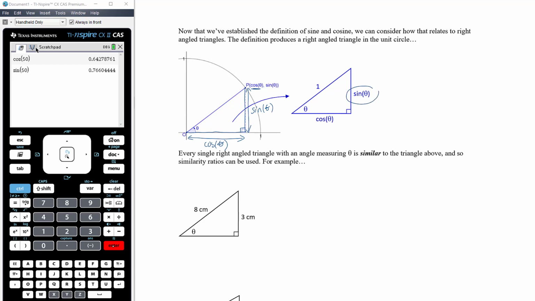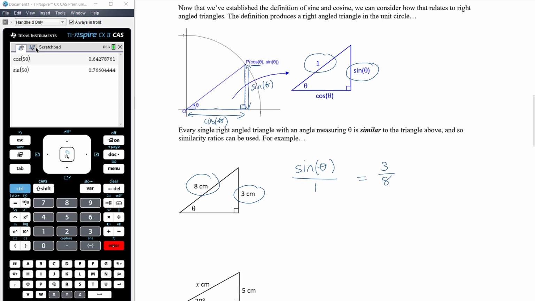So if we think about sine theta divided by 1, sine theta divided by 1 is the same as the equivalent ratio in this other similar triangle, which is 3 centimetres divided by 8 centimetres. And actually what we've got here is what we've already been using, that sine of theta is 3 divided by 8, which is the opposite divided by the hypotenuse, and we already know what's going on there. Okay.